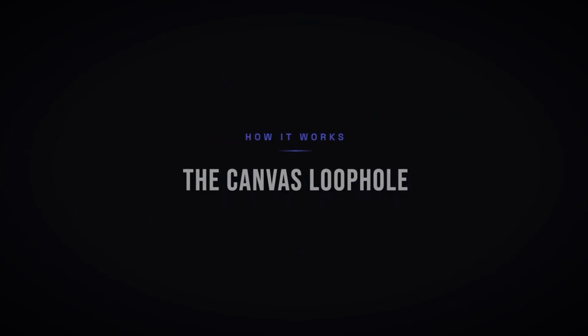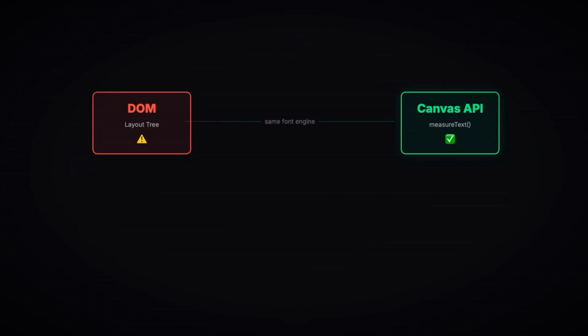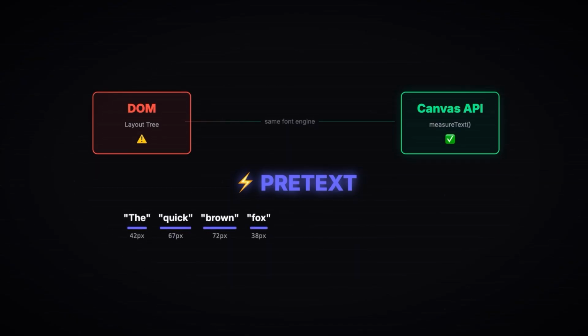The Canvas API has a measureText method, same font engine as the browser, but it never touches the layout tree. No reflow. Pretext uses that loophole, measures every single word once, caches the widths, and from that point layout is just math. Add widths, hit the limit, break the line.